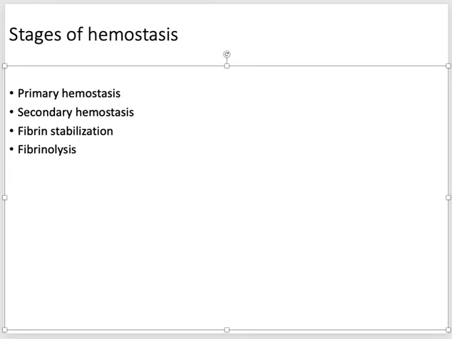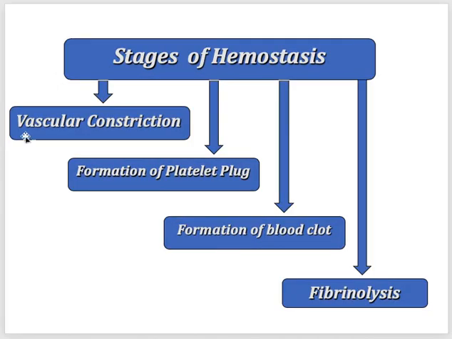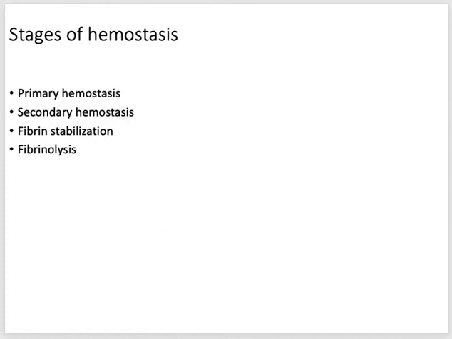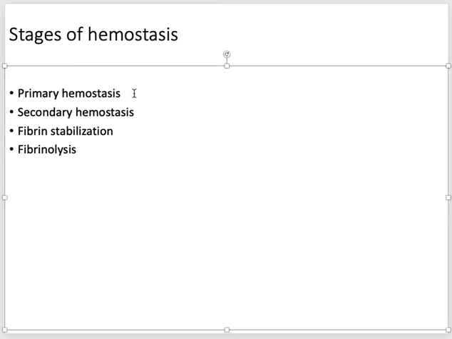Basically, what is primary hemostasis? What is written over here is vascular constriction plus formation of the platelet plug. These are the two things which are part of primary hemostasis. In primary hemostasis, two things play a very important role.